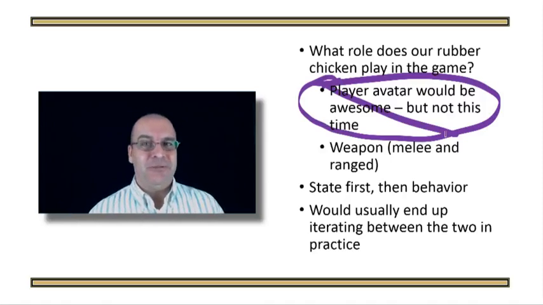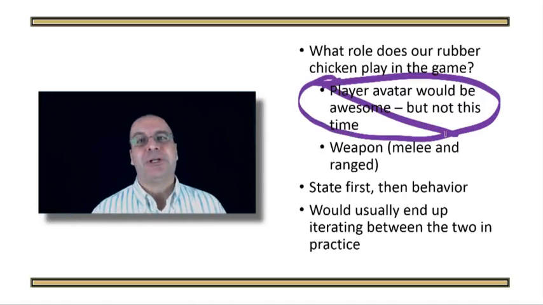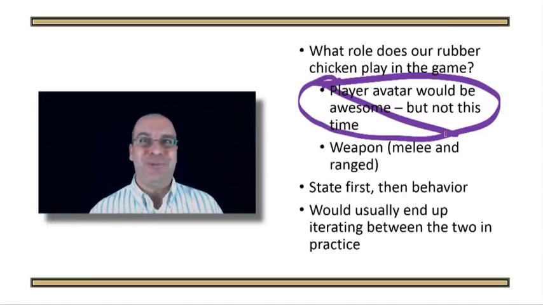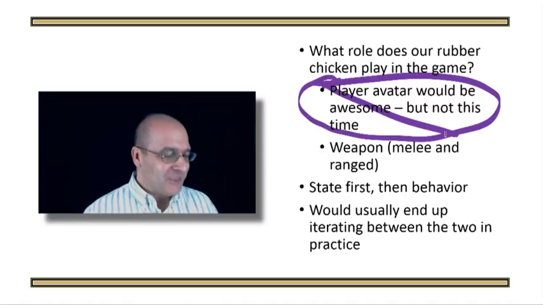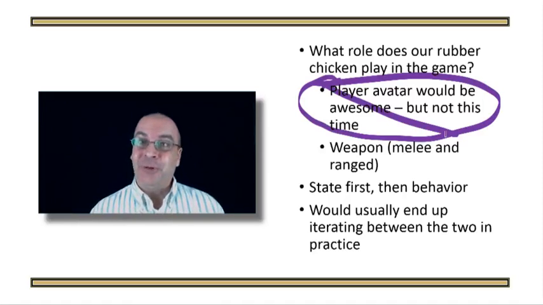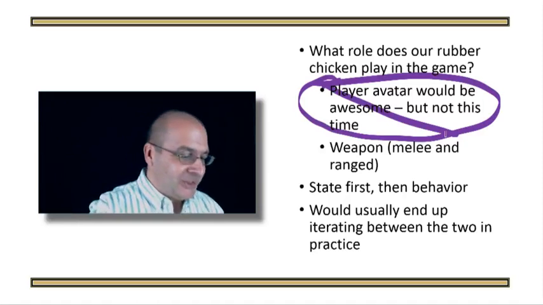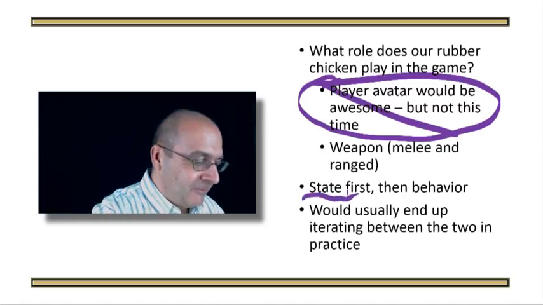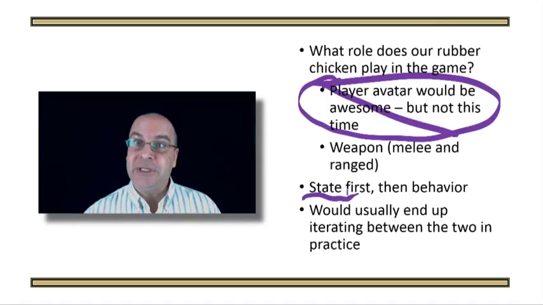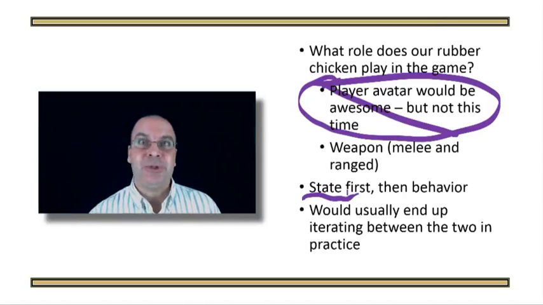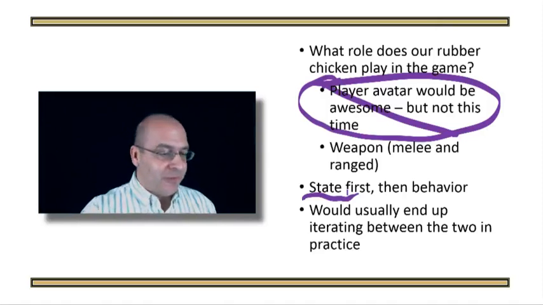So it won't be a very limited weapon, of course, because rubber chickens are pretty flexible. I hope you got that. Rubber chickens can be either melee weapons, as you might be able to imagine, and they can be ranged weapons as well. So the way we're going to approach this is first, we're going to think about the state. What kind of information do we need to store to capture the characteristics of the rubber chicken? And then we'll move on to behavior.